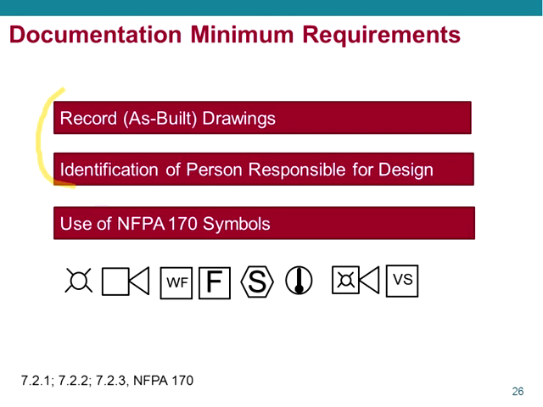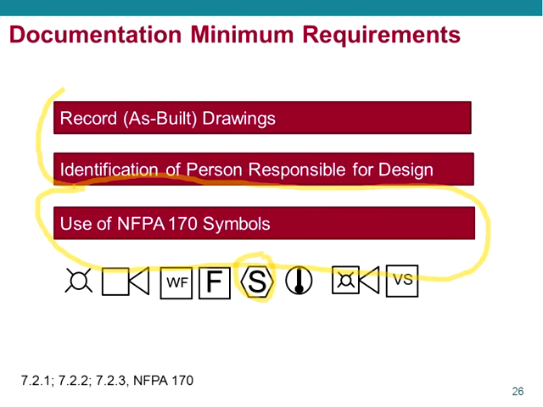A few other things have changed. These two items, record drawings and identification of personnel, have been in the code for a while, but NFPA 170 has changed a lot of the symbology in the latest edition, and they don't look a whole lot like what we've been using over the past decade or so. I just wanted to point out that NFPA 170 has changed significantly. You'll notice the first thing: smoke detectors are now hexagonal, and there are some other changes as well.